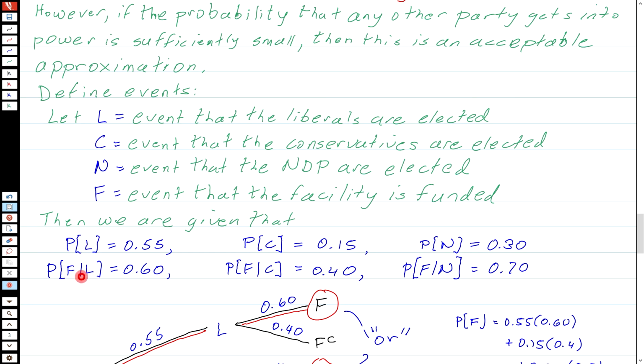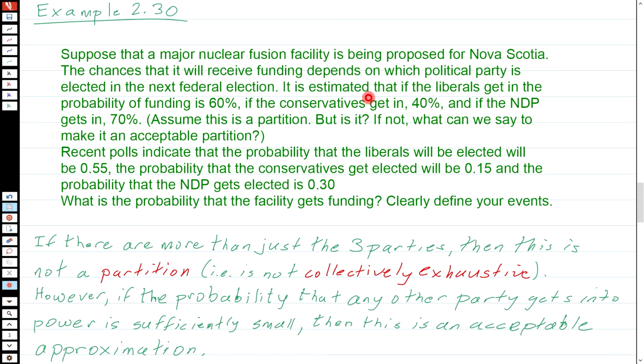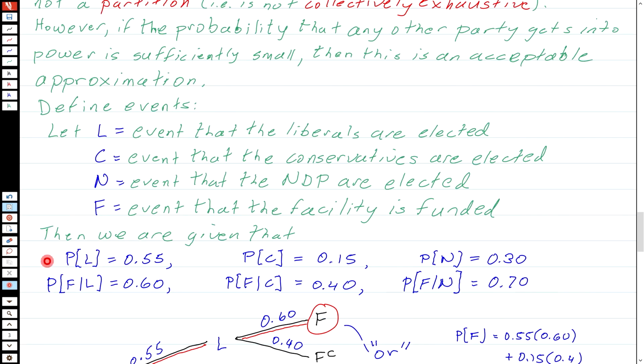Then I can look at the probability of funding given these three parties. That comes from the first part of this problem. If the Liberals get in, the probability of funding is 60%. By the way, I should point out that "if something happens" is another way of putting "given that something happens." So look for that sort of keyword. If something happens, blah, blah, blah, that means you've got the probability of F given Liberals is 60%, the probability of F given that the Conservatives get in is 40%, and the probability of F given the NDP is 70%.